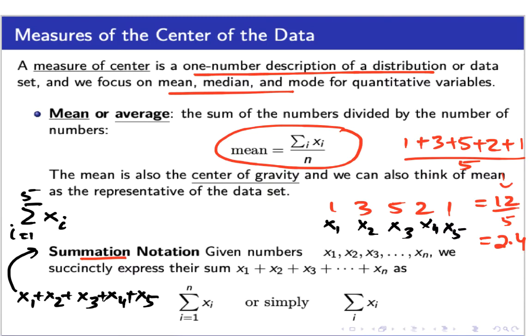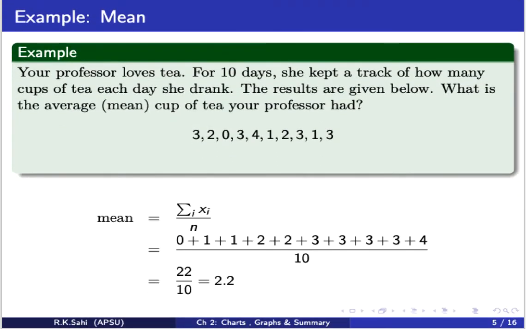Let's take an example. Your professor loves tea. Yes, I'm a tea fan, by the way, guys. So for 10 days, your professor kept a track of how many cups of tea she's having every day. The results are given below. We'd like to find an average cup of tea your professor is having. So what we do is we have 3, 2, 0, 3, 4, 1, 2, 3, 1, 3. According to the formula, you add up all the numbers, that's basically these cups over the days, and then you divide by 10, the days she looked at. So you add this, you get 2.2.